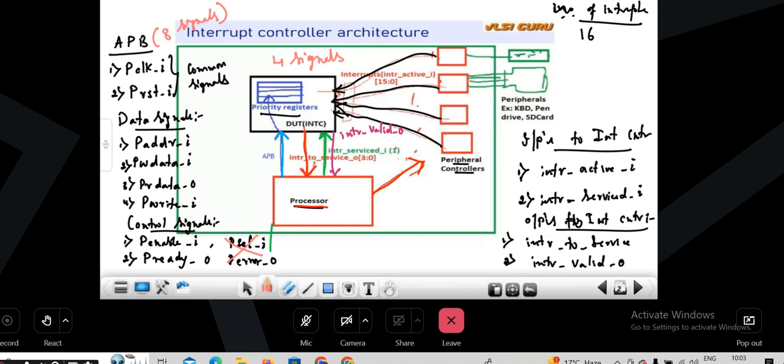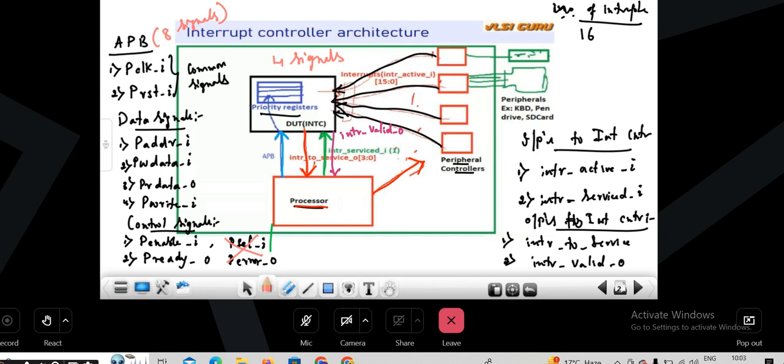Interrupt active underscore I. Underscore I is nothing but the input, right? Interrupt active, whether it is equal to 0 or not equal to 0. If there are questions, it means not equal to 0. Correct? It may be 2 interrupts, 3 interrupts, 4 interrupts. If this condition is not equal to 0, I'll go to the next state.